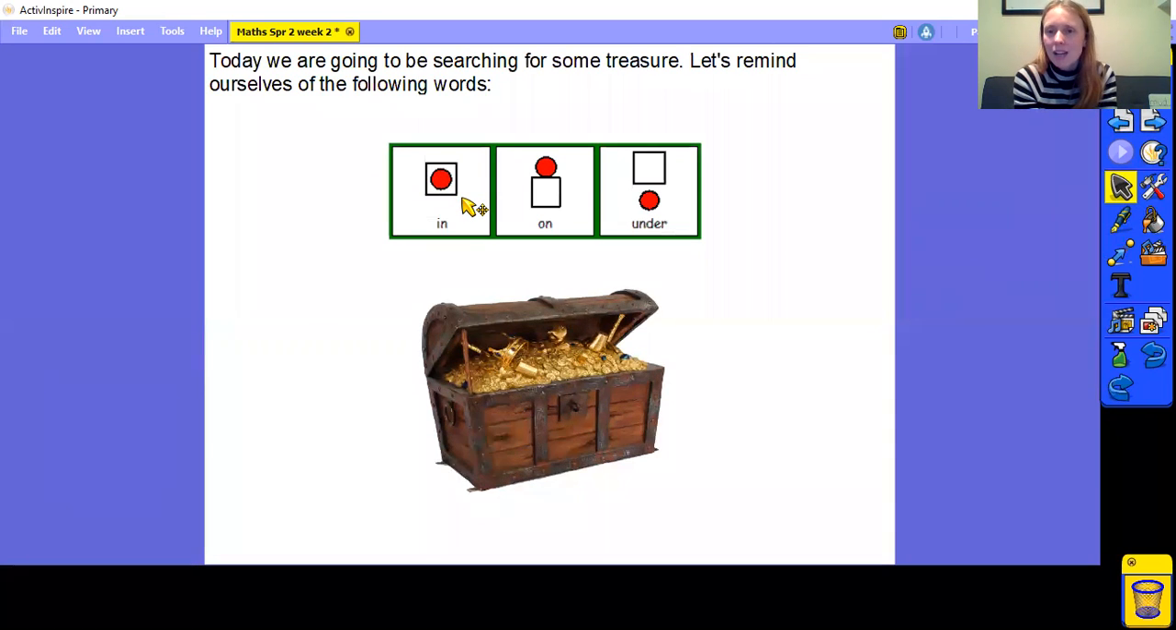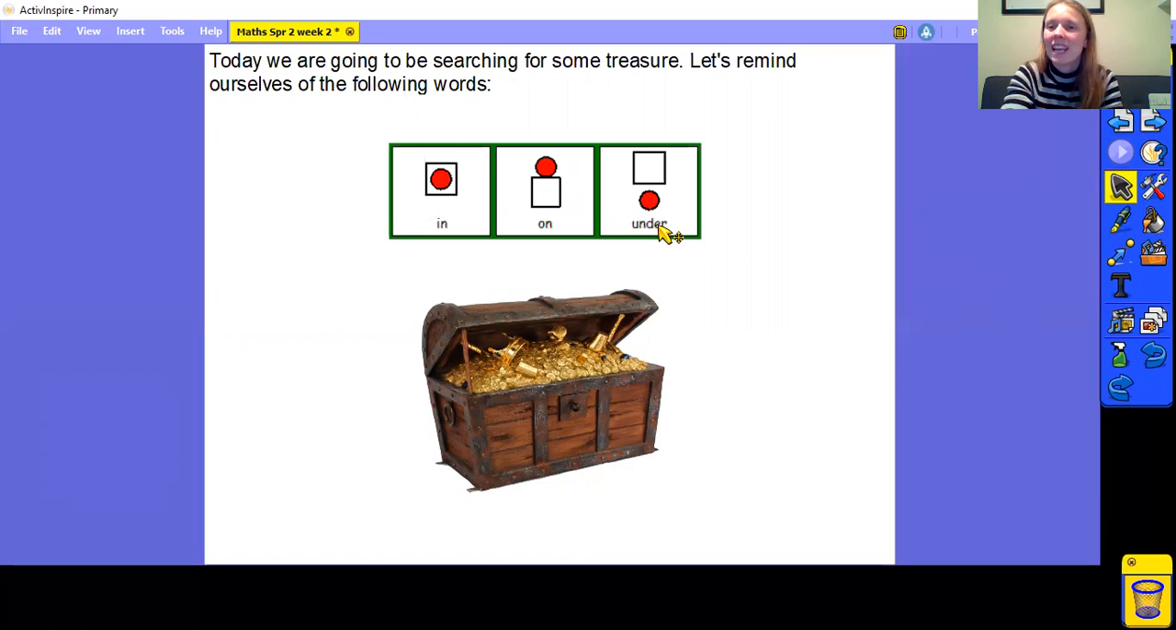Can you remember our action for in? Let's do it together. In. The next word is on. The symbol shows us that the red circle is on the square. Can you remember the action for on? Let's do it together. On.